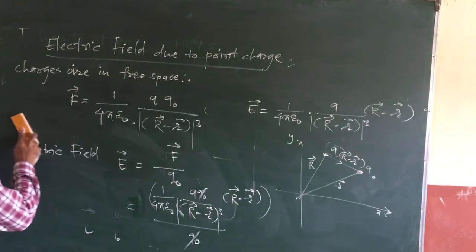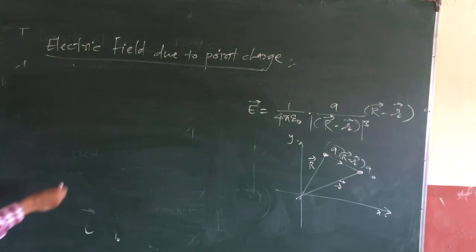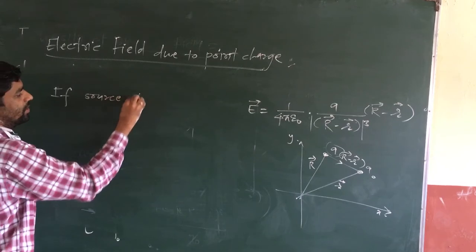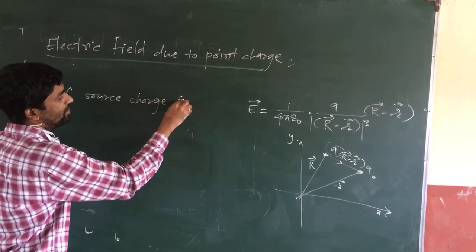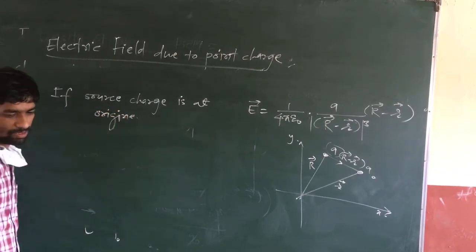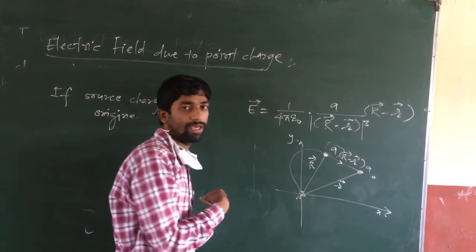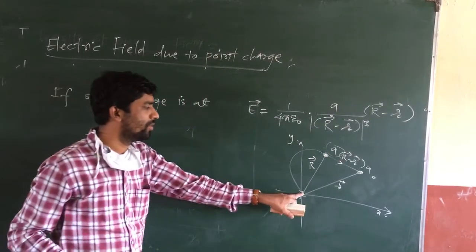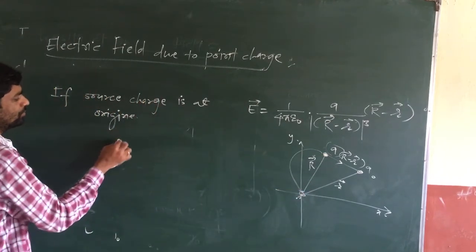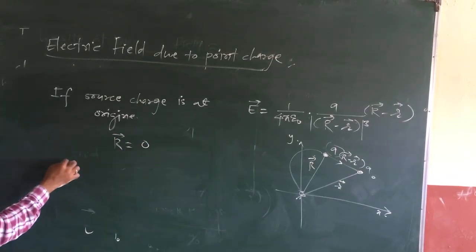Suppose you place your source charge at the origin, origin meaning the center of the axes. If I place the source charge at the origin, what happens? If it is placed at the origin, this capital R vector will be 0. It will come to this point.